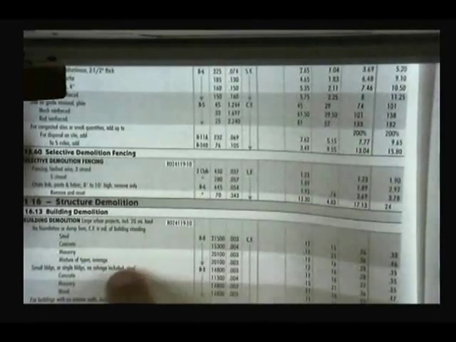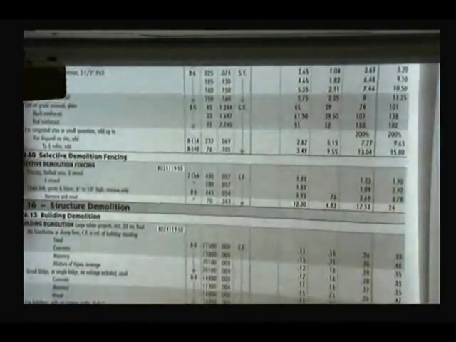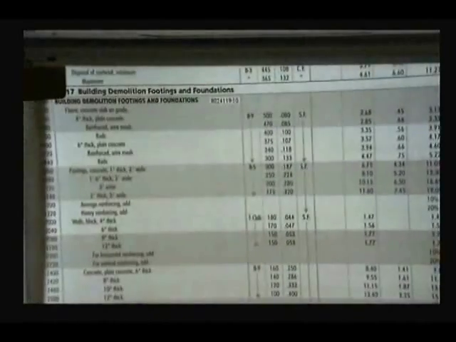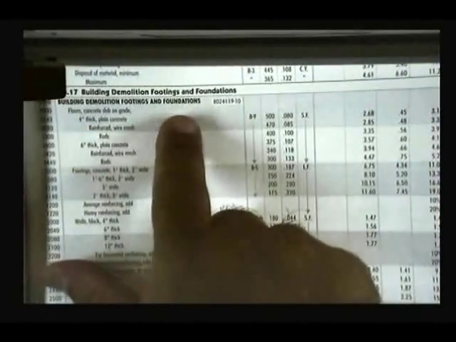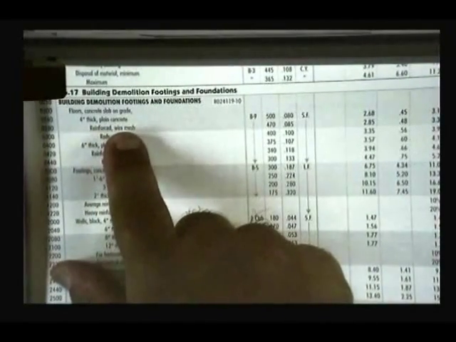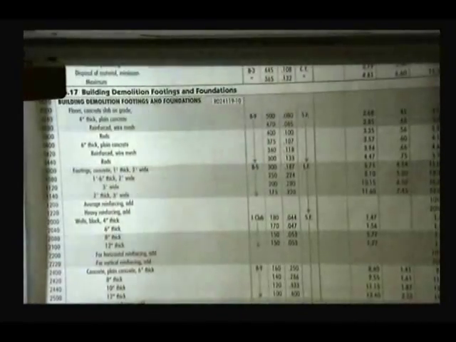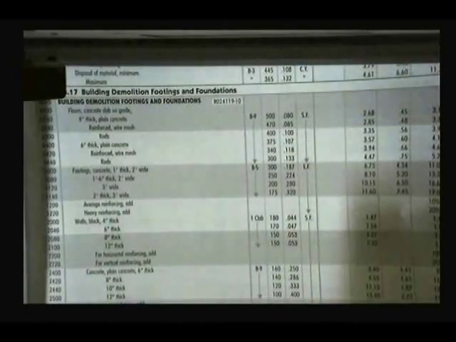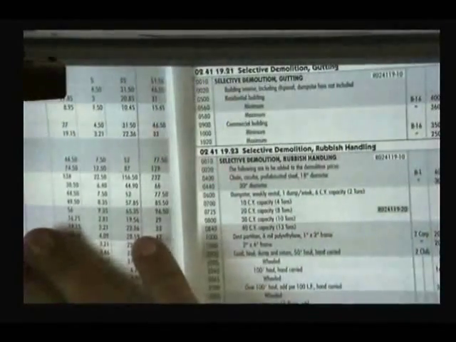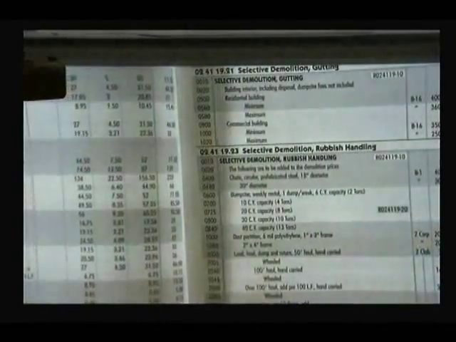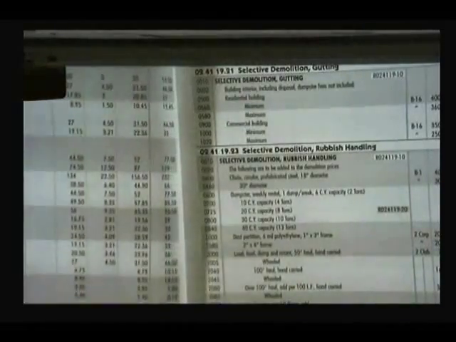Maybe because of the steel structure, I don't know. Let's look over here for another cost. Building demolition, footings and foundations. Well, this is cut out and then selective dump sites.